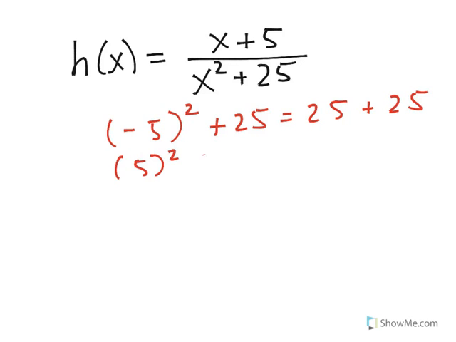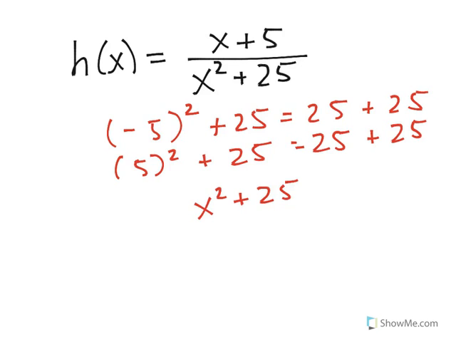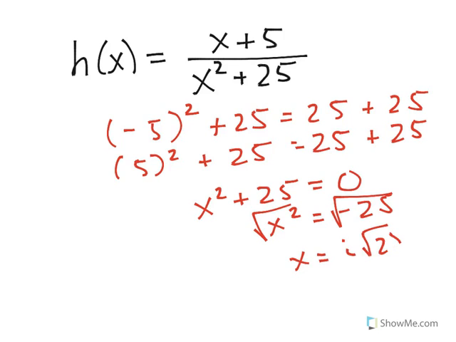If we say 5 squared plus 25, once again, it's positive, so it's still 25 plus 25. So let's say x squared plus 25 is equal to 0. Let's say x squared is equal to negative 25. Get the square root of both sides. You see where I'm going here? Then we can say x is equal to i square root of 25, which is equal to 5i. Sorry about that. Let me erase this.